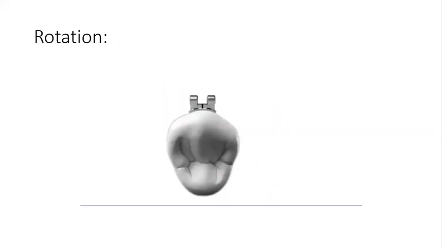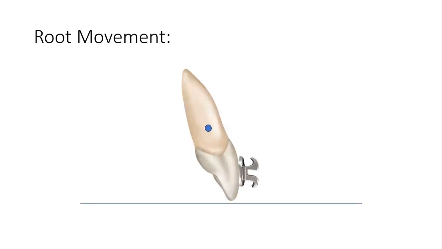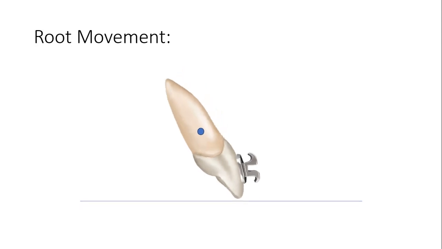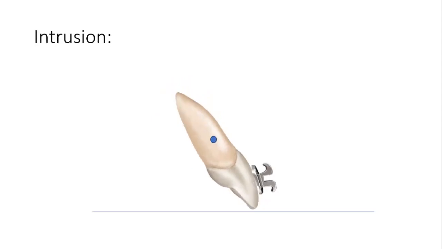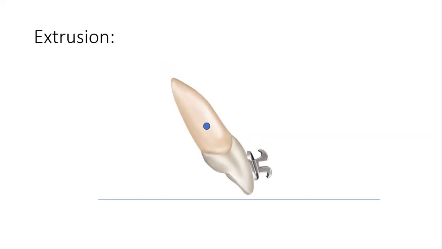Another type is rotation. It happens along the long axis of the tooth, in which the buccal cusp is moving in one direction and the lingual cusp is moving in the opposite direction. Root movement or root uprightening, also called torque, is the movement of the root, which can be in the buccal or palatal direction. Intrusion, as the name indicates, is the apical movement of the tooth, like this. Extrusion is the incisal or occlusal movement of the tooth, like this.